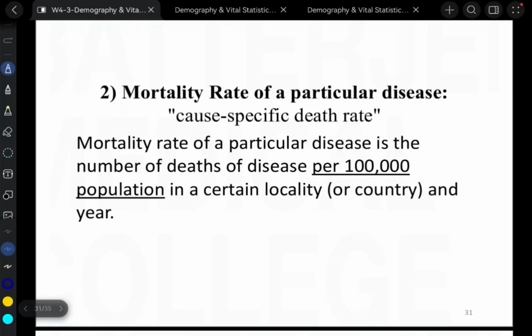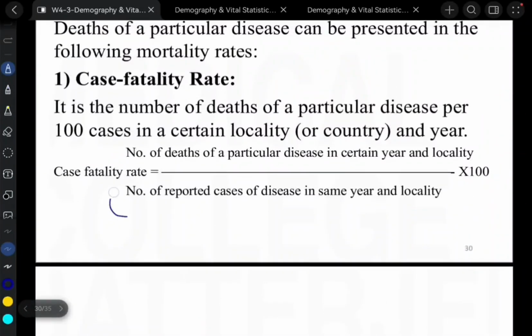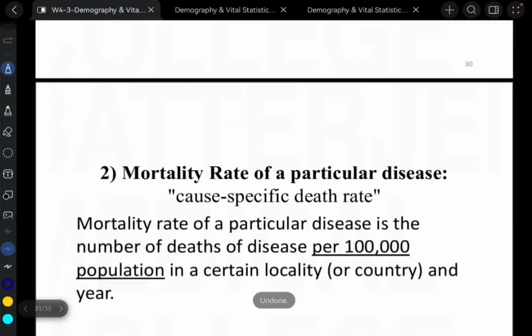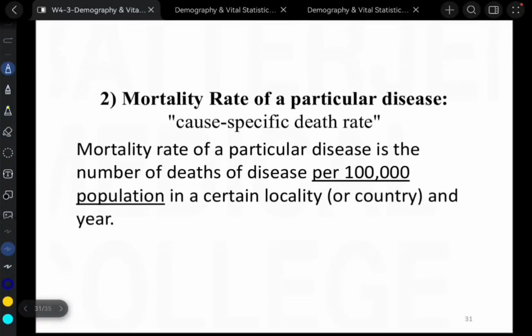Next, we have the mortality rate of a particular disease, aka cause-specific death rate. It says here, mortality rate of a particular disease is the number of deaths of a disease per 100,000 population in a certain locality or country and year. How I understand it is that we're looking at how much death is caused by this particular disease, but instead of looking at it from all the diseases, this disease reported is looked at as a proportion of the whole population. So how many smokers died over the whole population, you know?